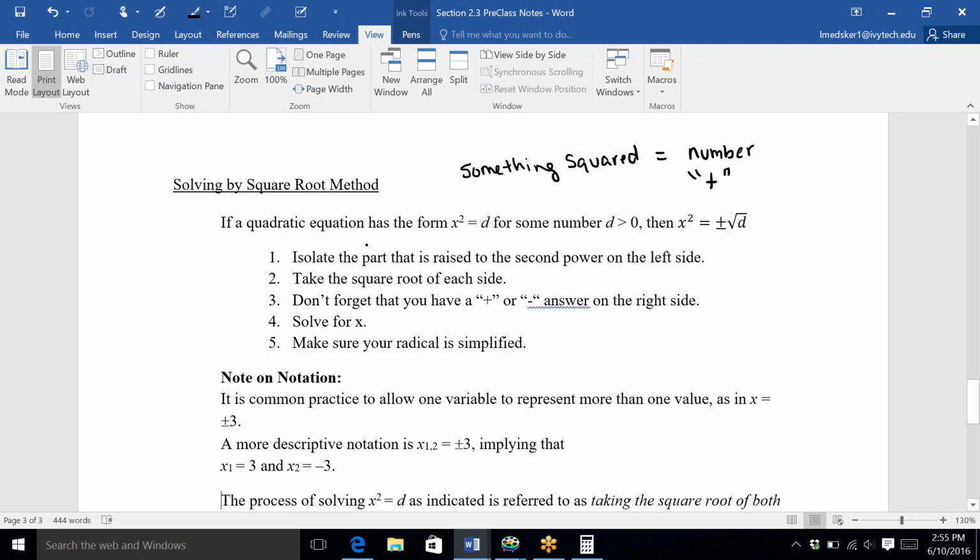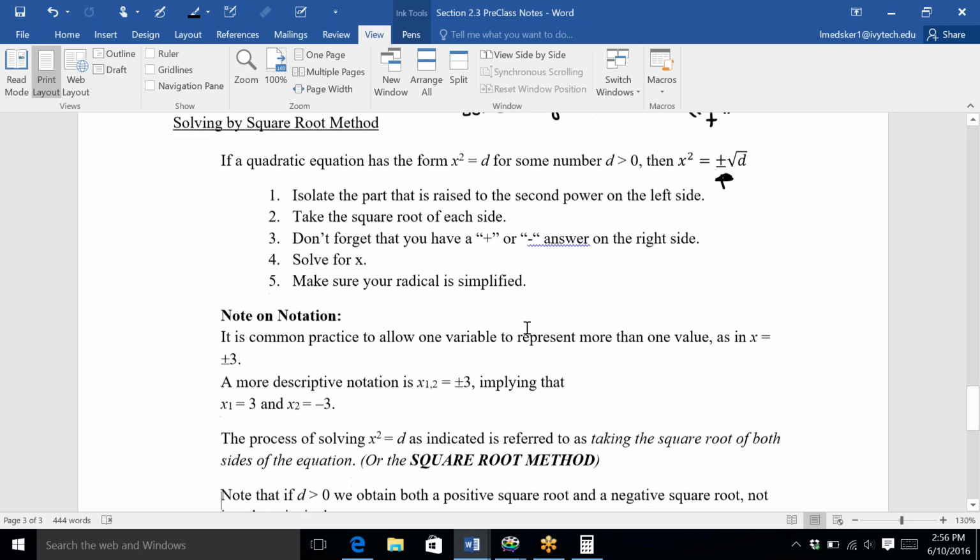Later on when we learn about imaginary numbers, it won't matter what it is. So they say isolate the part that is raised to the second power on the left side. So we're going to get the part that's squared all by itself. Then the way we do this is we do the opposite of squaring. You take the square root. The kicker is, because you're doing the opposite, we don't know if the original was positive or negative, because negative 2 squared is 4 and positive 2 squared is 4. So that's why we throw in the plus or minus, and then we solve for x. And then finally, just make sure your radical is simplified.